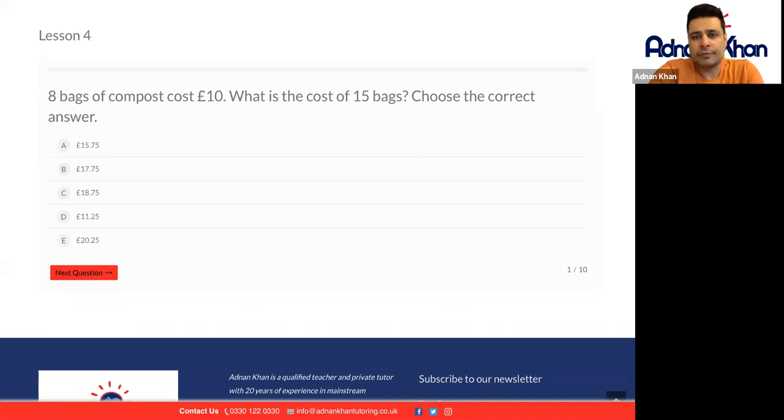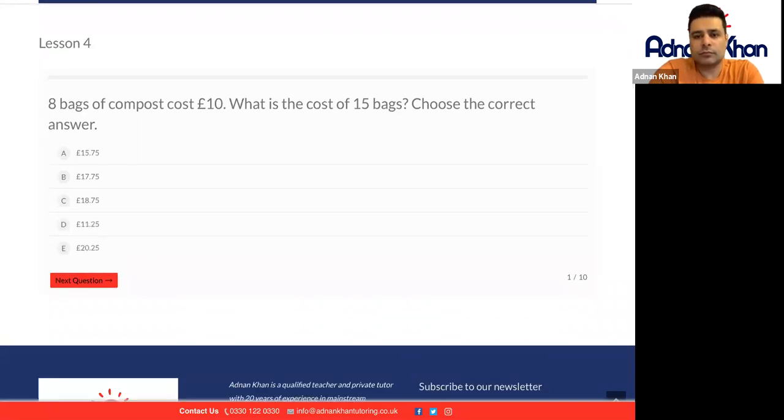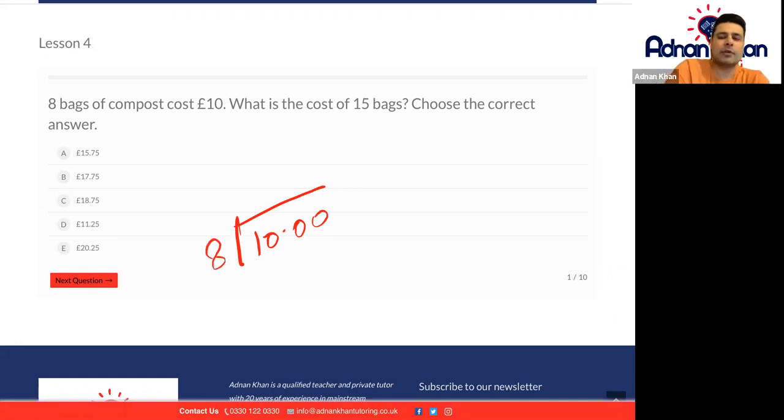So first of all, let's just do some division. So £10 divided by 8 bags. Now this will give us the cost of 1 bag of compost. So 8 cannot go into 10, so we just stick a 0 on top. This decimal point comes on top now.